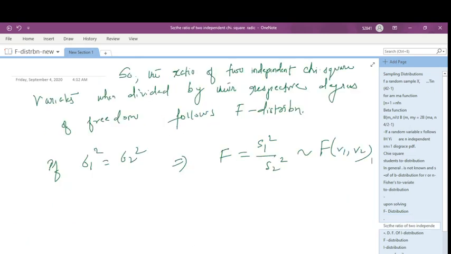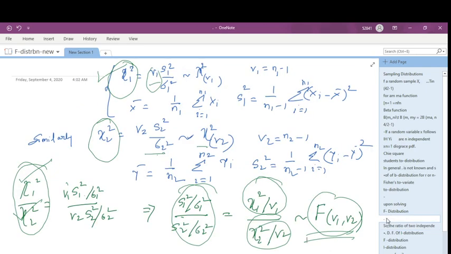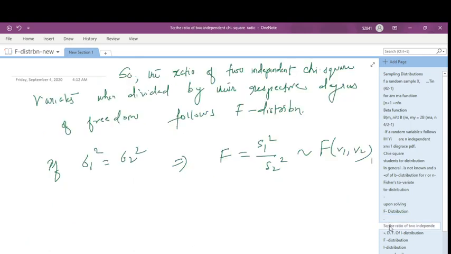So the ratio of two independent chi-square variates when divided by their respective degrees of freedom follows F distribution. This is what we have seen. The ratio of two independent chi-square variates divided by their degrees of freedom follows F distribution. This is what I wanted to show you as a takeaway.